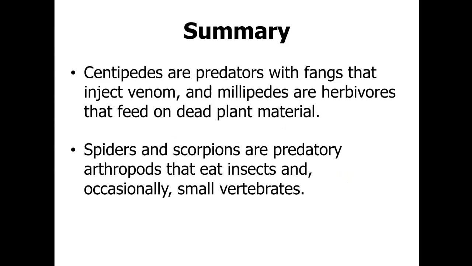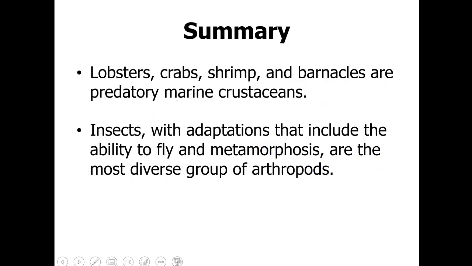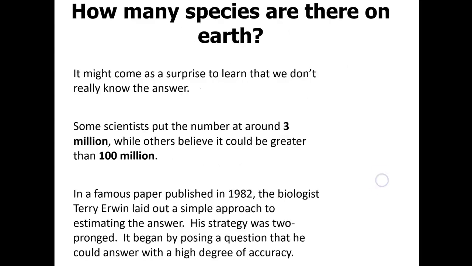Centipedes are going to be the predators with fangs that inject venom. Millipedes are going to be herbivores that feed on dead plant material. Spiders and scorpions are going to be predatory arthropods that eat insects and occasionally small vertebrates. Lobsters, crabs, shrimp, and barnacles are going to be predatory marine crustaceans. Insects with adaptations that include the ability to fly and metamorphosis are going to be the most diverse group of arthropods. So how many species are there on Earth?